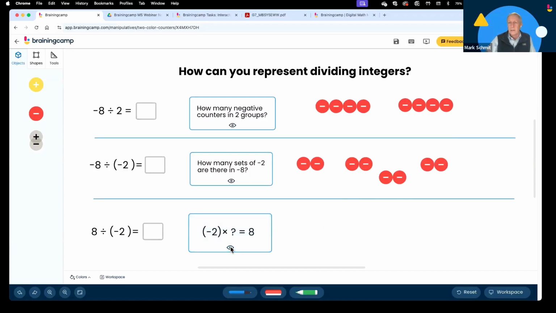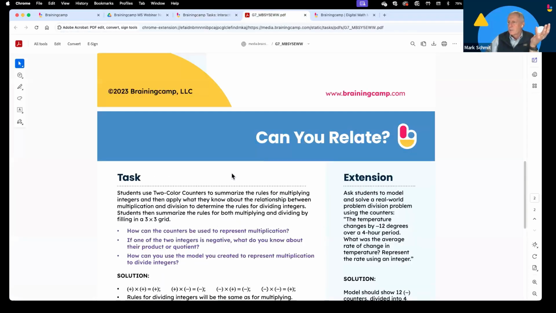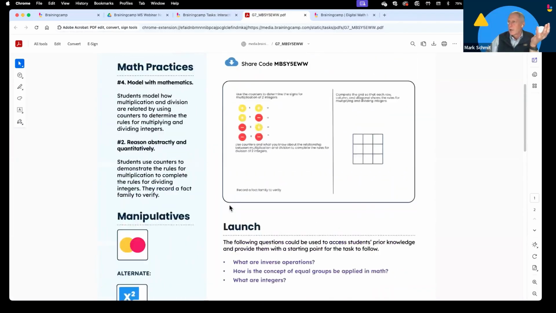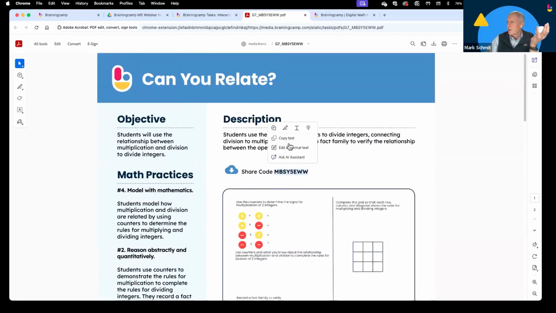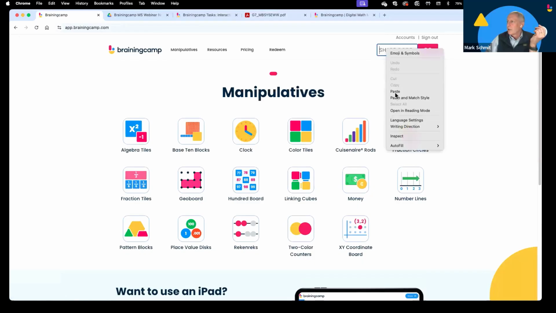One way is we could think about that in terms of multiplication, right? So what I'm going to do is take you to our task page, grade 7. We've got a task called Can You Relate? When I click on this, I get the teacher notes, and in those teacher notes is a share code, and I can take that share code. And now I put that share code in there.